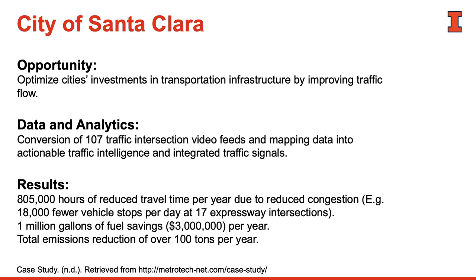For example, they've eliminated 18,000 fewer vehicle stops per day at 17 key expressway intersections. They've also eliminated 1 million gallons of fuel, or $3 million per year in fuel, and reduced total emissions per year over 100 tons, just by collecting data, analyzing, and optimizing traffic flow.